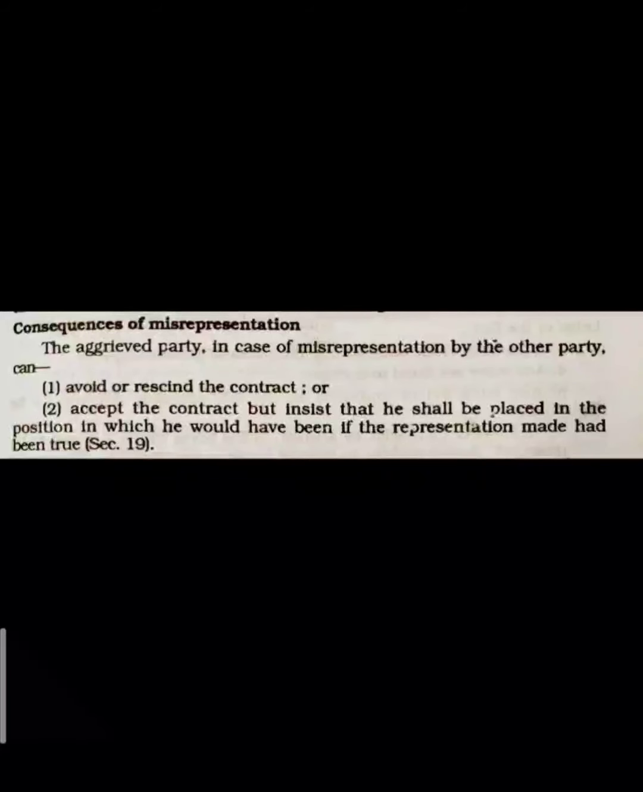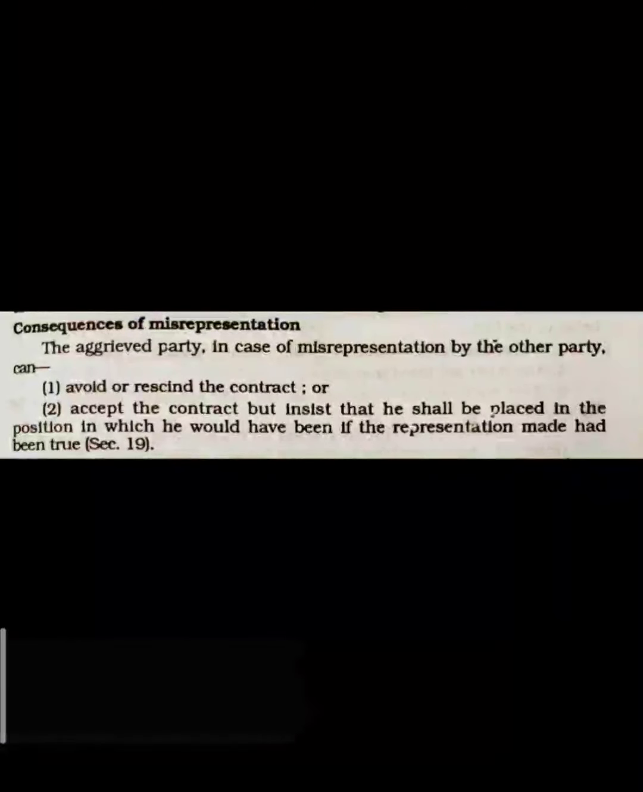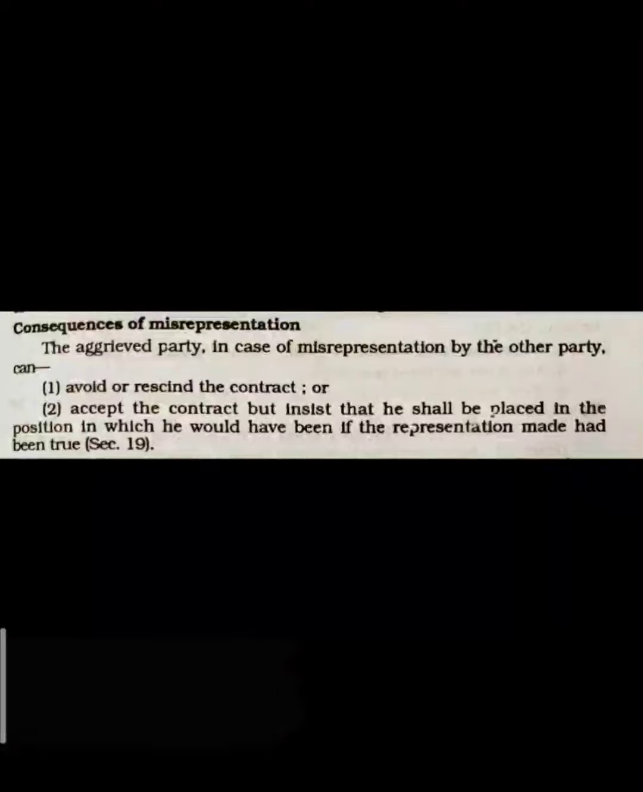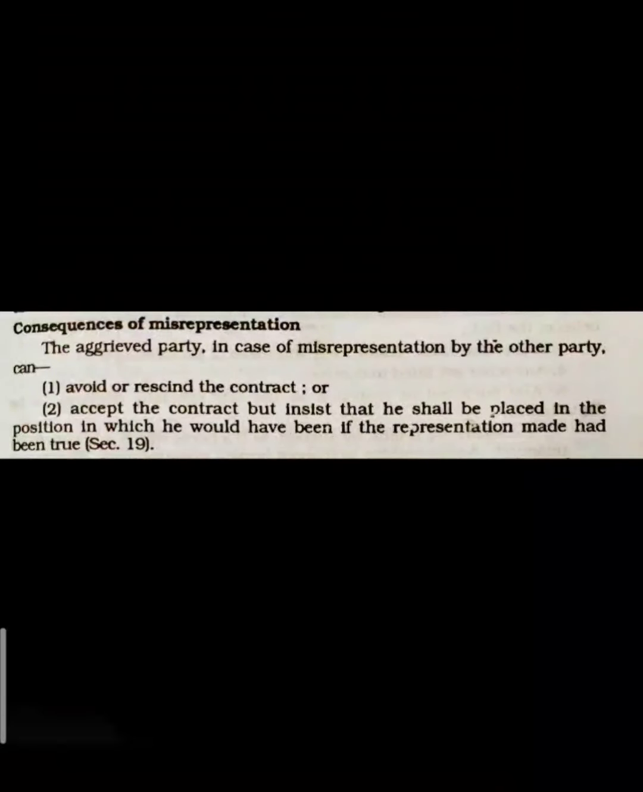Finally, if we look into the consequences of misrepresentation, we see that it is provided under section 19. We all know that a contract is voidable. This I am teaching you from my first video on free consent, that where consent to a contract is caused by coercion, undue influence, fraud or misrepresentation, the contract is voidable at the option of the party whose consent was so obtained. Voidable means the party can go to the court any time and get it declared void.